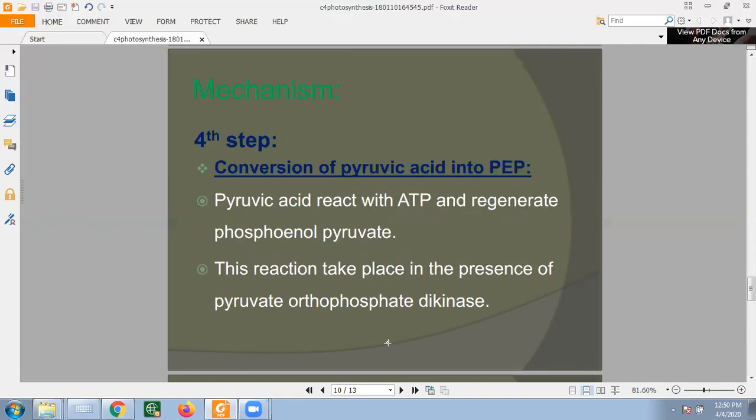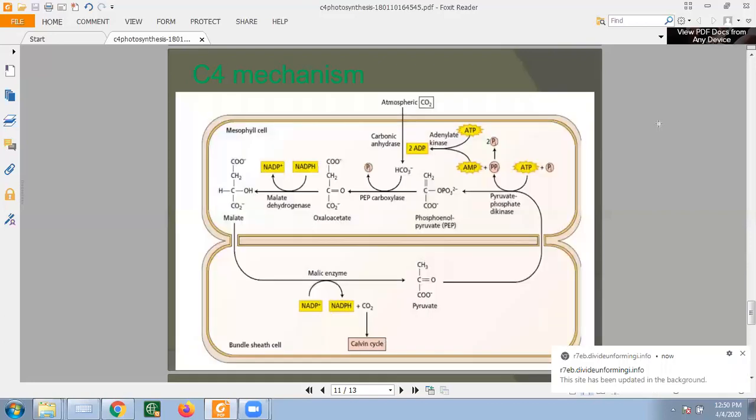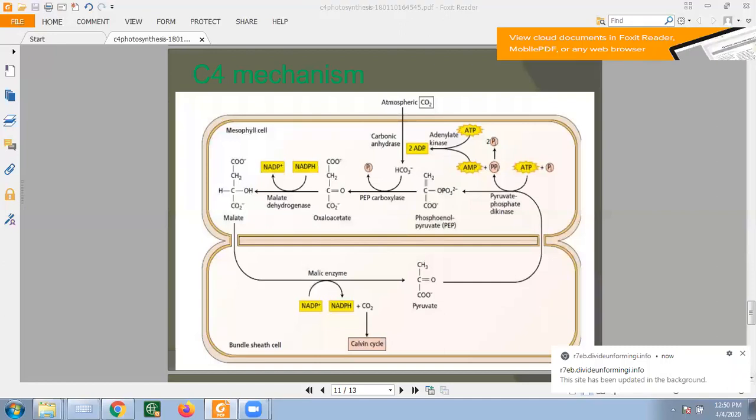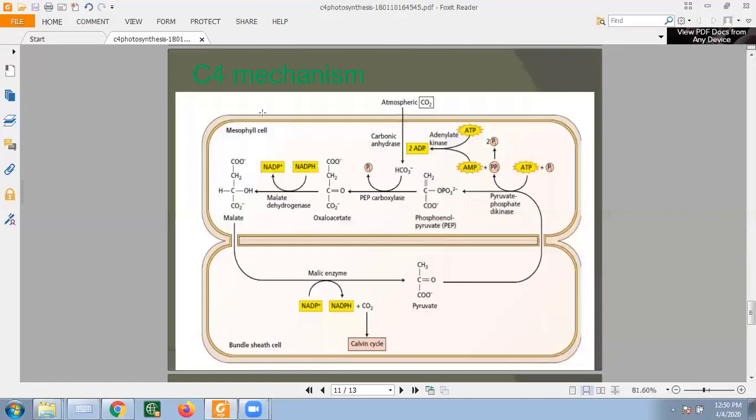In the fourth step, conversion of pyruvic acid into PEP. Pyruvic acid reacts with ATP and generates phosphoenol pyruvate. This reaction takes place in the presence of pyruvate orthophosphate dikinase. So let us see the overall C4 cycle. Here you can see two important cells.